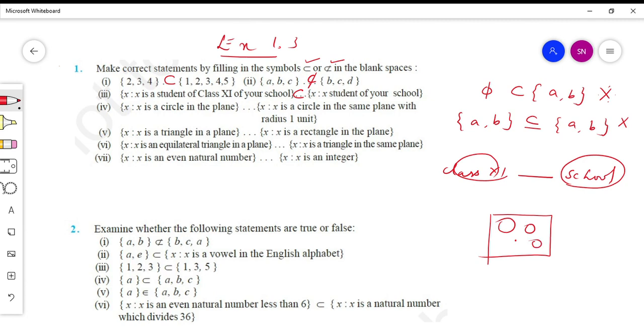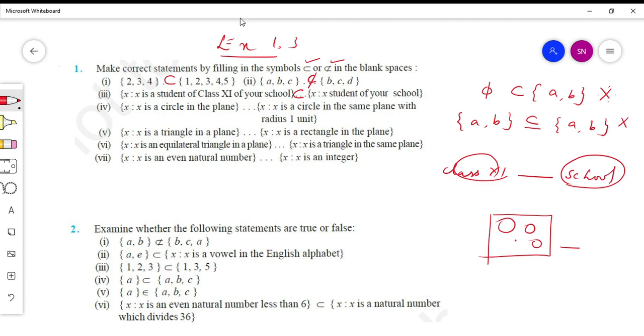Point circle, please understand, students. A point circle is a circle which has 0 as the radius. A unit circle is a circle which has 1 as its radius. So it is a plane. The first set is the set of all circles on a plane, dash, set of all x such that x is a circle in the same plane with radius 1 unit.